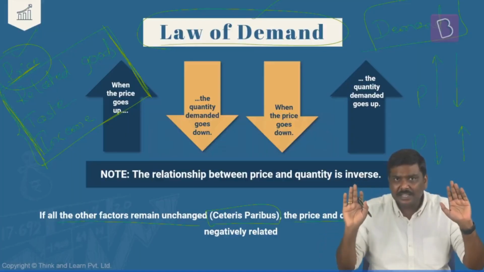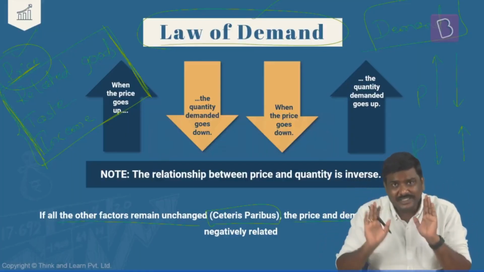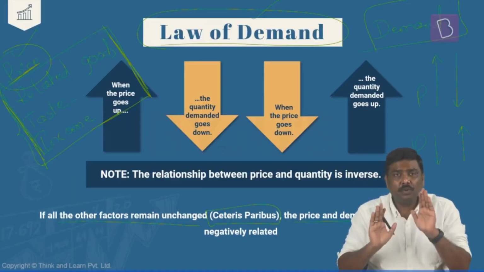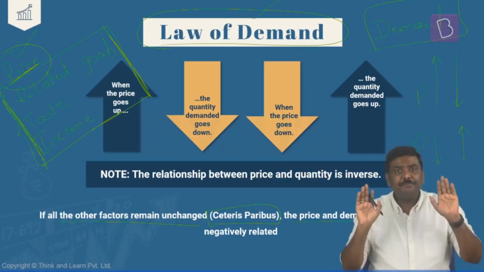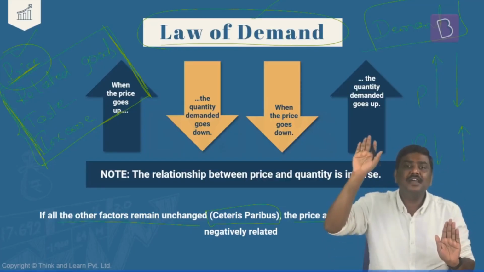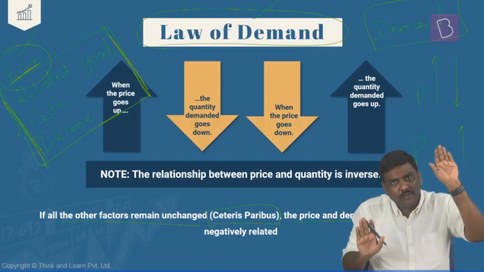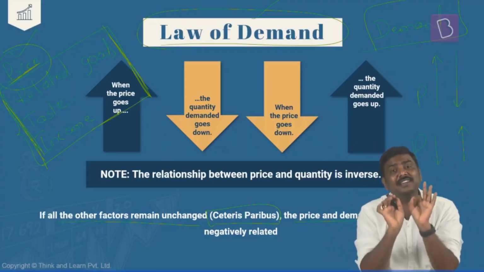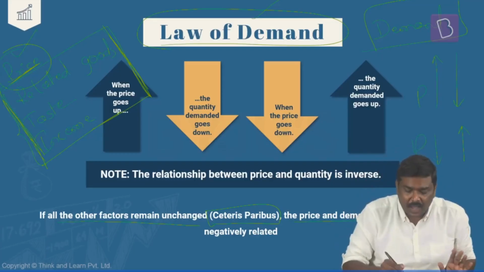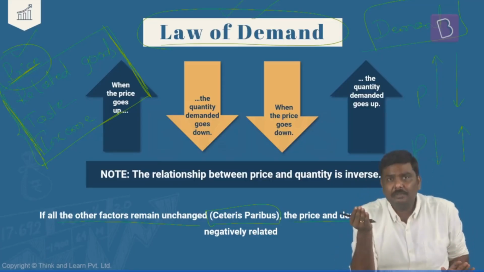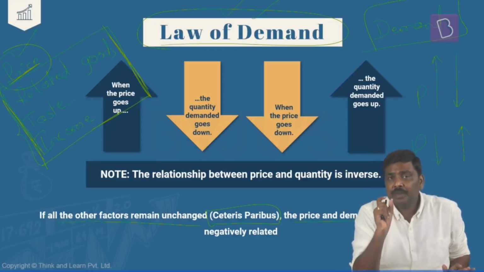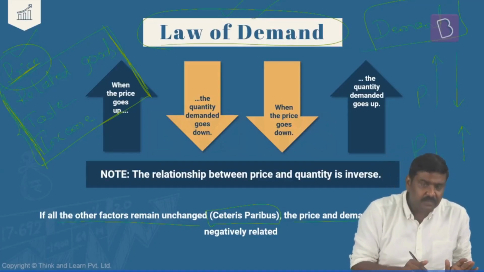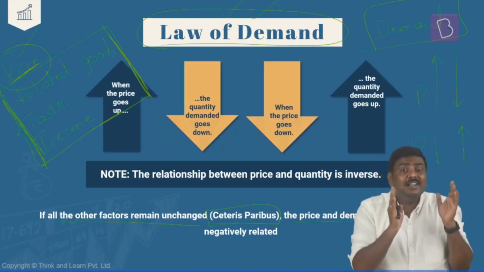That is, the price as well as the demand are moving in opposite directions. Both are moving in opposite directions. If price falls, demand rises. And if price rises, demand falls. This is a negative relation that exists between price and demand as exhibited in the law of demand. But important point here, you will have to keep other factors which determine the demand unchanged.